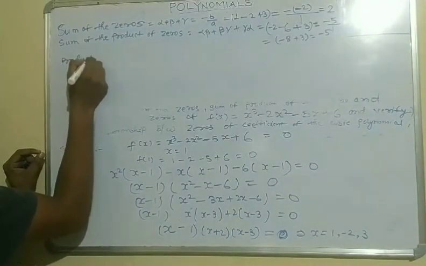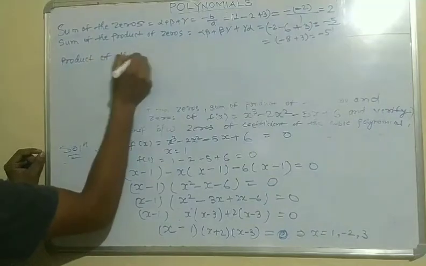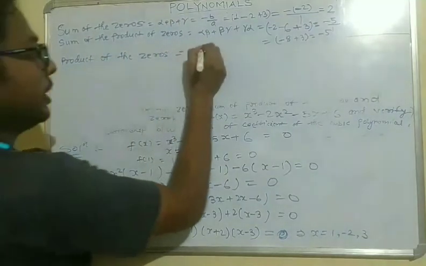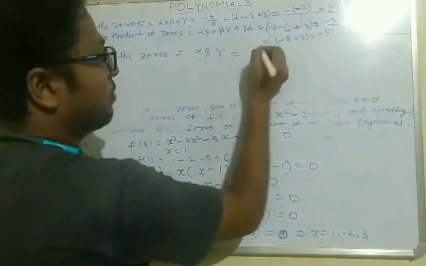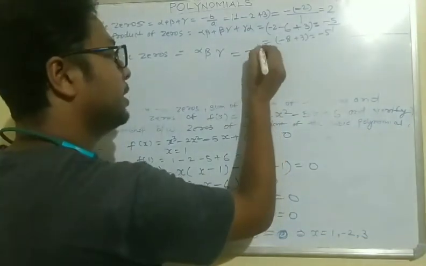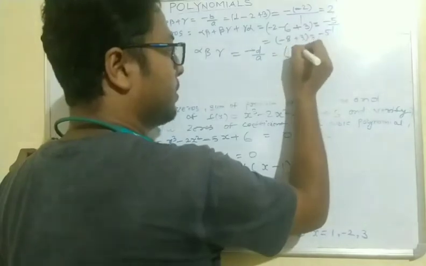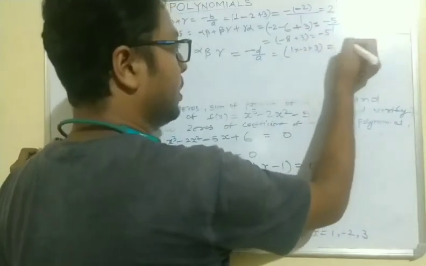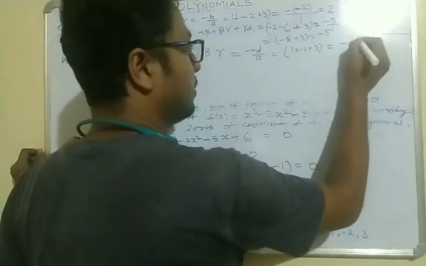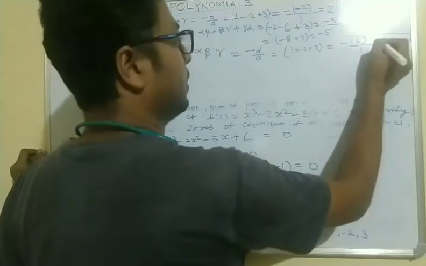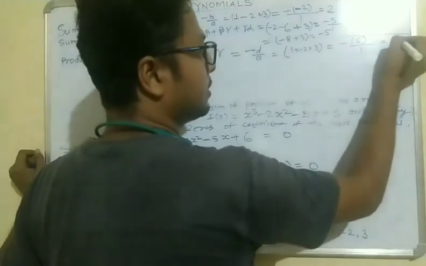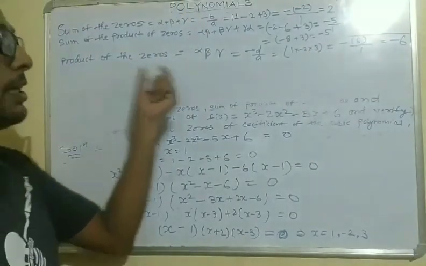And product of the zeros equal to alpha beta gamma. It means minus d upon a equals alpha beta gamma, with zeros 1, minus 2, 3, which equals minus 6. Minus d upon a, with d equal to 6, is minus 6. So all answers are the same.